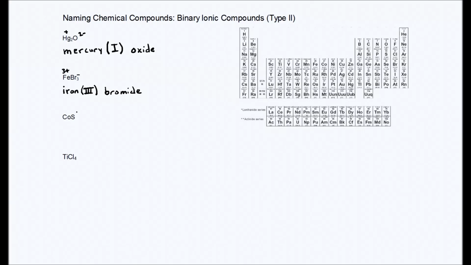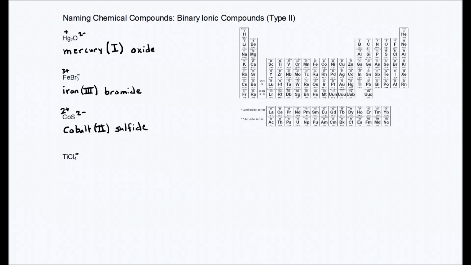Here I have cobalt and sulfur. Sulfur from the periodic table has a -2 charge. I have 1 sulfur, so I have a total of 2 negative charges. I have 1 cobalt. It's got to counter that, so it's got to have a +2 charge. And therefore I name this cobalt(II) sulfide.